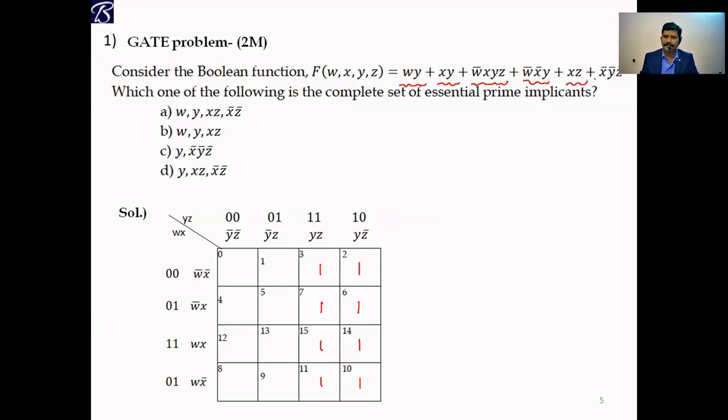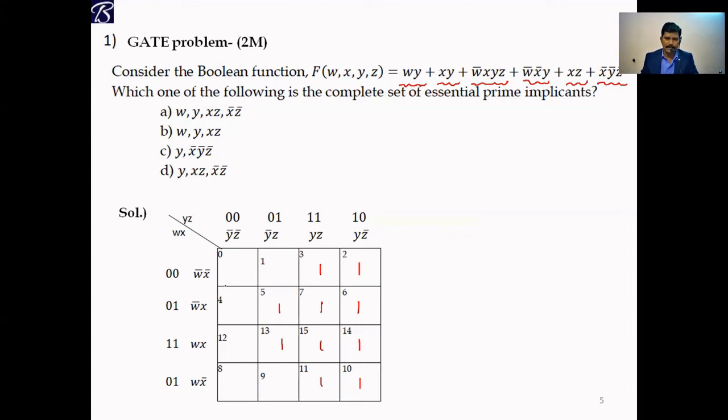Now xz. X is common here in these 2, and Z is common in these 2, right? 5, 7, 13, 15 is a quad. So already 7, 15 are there. Then put 1, 1. This is one quad. So now lastly x bar, y bar, z bar.